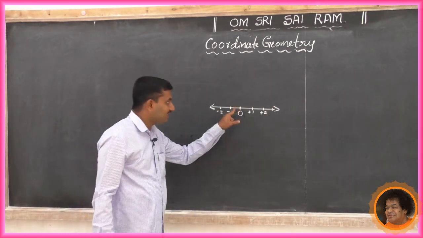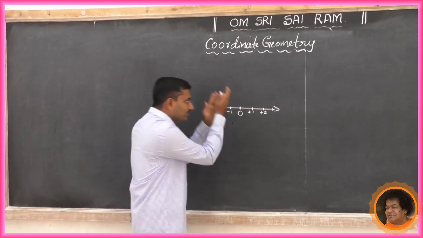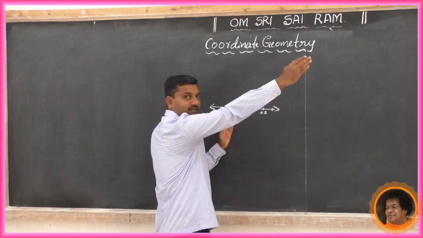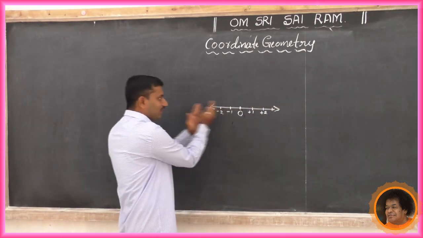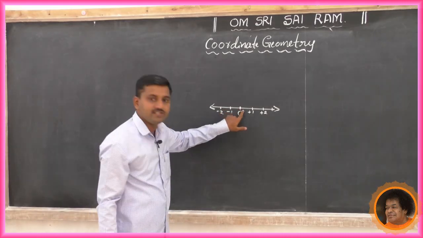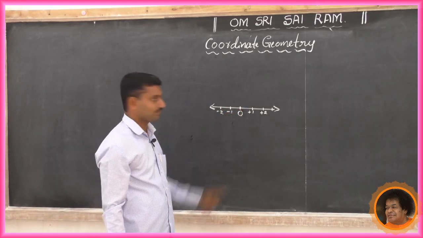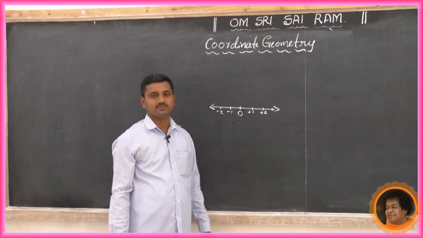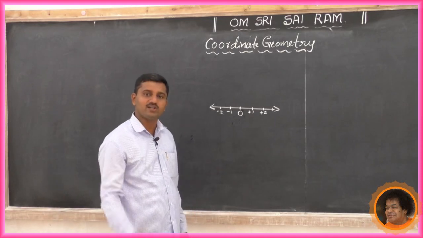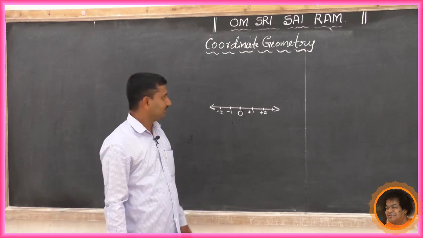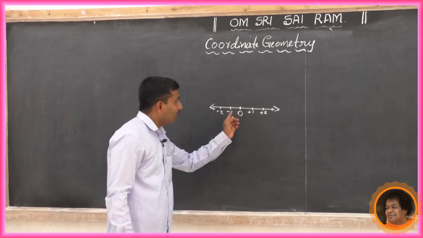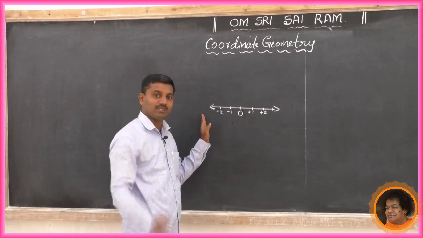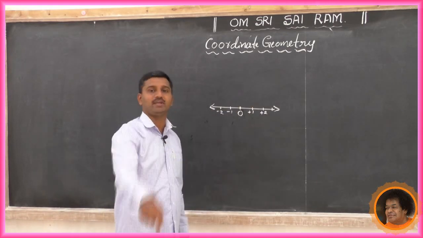On the number line, there is one fixed point. From the fixed point, equal units are marked positively in one direction. This is the positive direction, and the next one is the negative direction. This fixed point is known as the origin. But my question is, how to locate a point on a plane? How to locate a number on a number line is very simple. But how to locate a point on a plane?